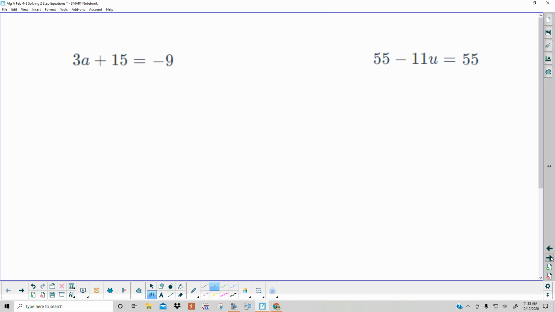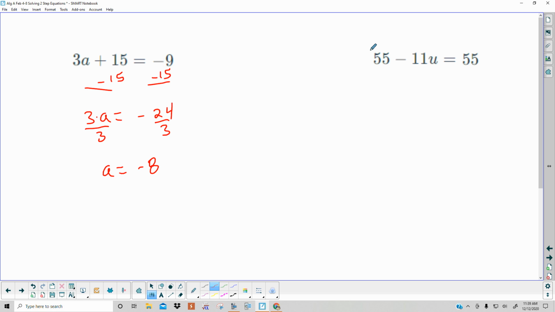Okay? Subtract the 15 first, and you get 3a is equal to, what would that be? Negative 24. It's held by multiplication, so you divide the 3 to both sides. And you get a is equal to negative 8.